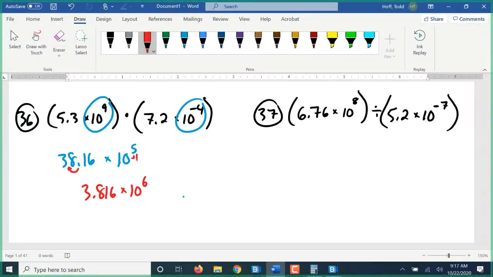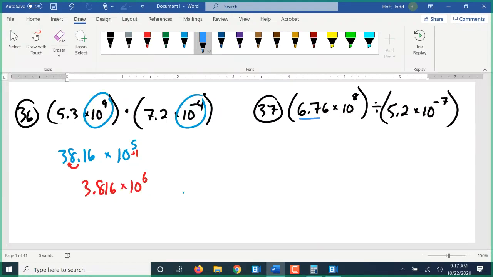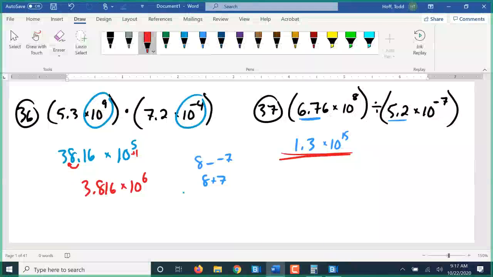Number 37, we're dividing. We don't need the same names, so it doesn't matter that there's different powers of 10. We'll do 6.76 divided by 5.2 is 1.3. And we also divide the names. 10 to the 8th divided by 10 to the negative 7th. Remember, we're subtracting powers. 8 minus a negative 7 is just 8 plus a positive 7. That's 10 to the 15th. That one already has just 1 digit in front, so we don't need to move the decimal point.